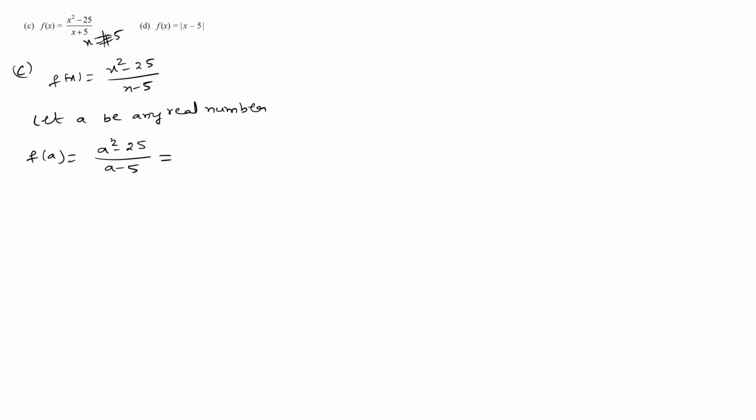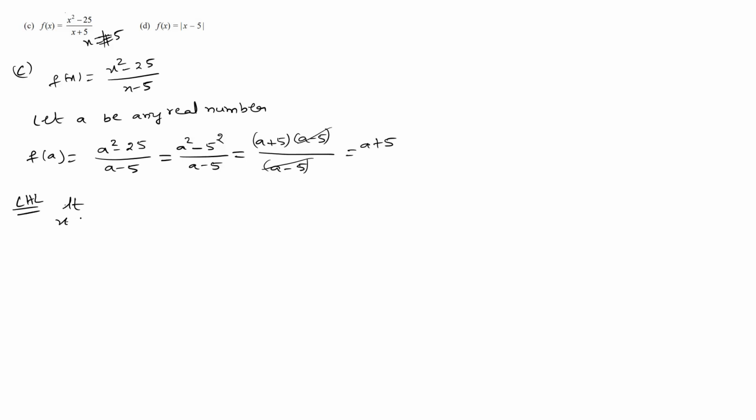But a square minus 25 can be written as 5 square, so it is in the form a square minus b square, which can be written as a plus b into a minus b. So a plus 5 into a minus 5 divided by a minus 5. The a minus 5 will get cancelled, and only a plus 5 remains. Okay, next we take the LHL.